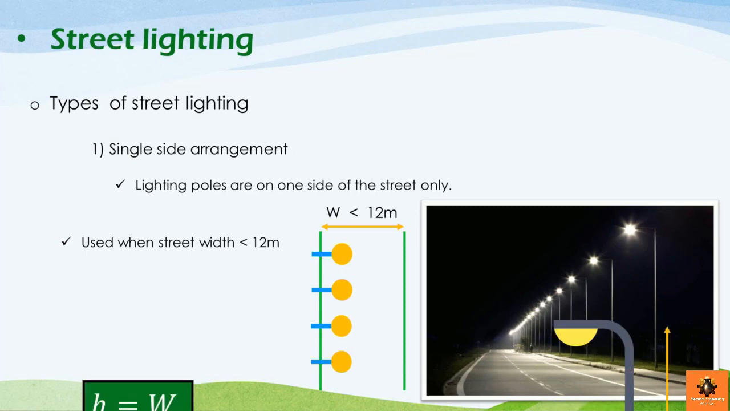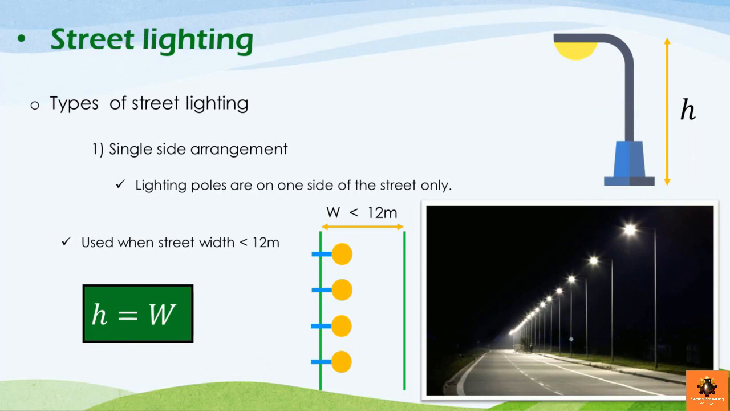And in that case, we select the lighting pole height to be equal to the street width. So if the street width is 10 meters, for example, we use a lighting pole which has a height of 10 meters also. This is for the lighting pole to cover all the length of the street, as when the lighting pole height increases, its spreading area of the light will increase. And the opposite is right, as when the lighting pole height decreases, its spreading area of the light will decrease also. So that's for the first type of arrangement.